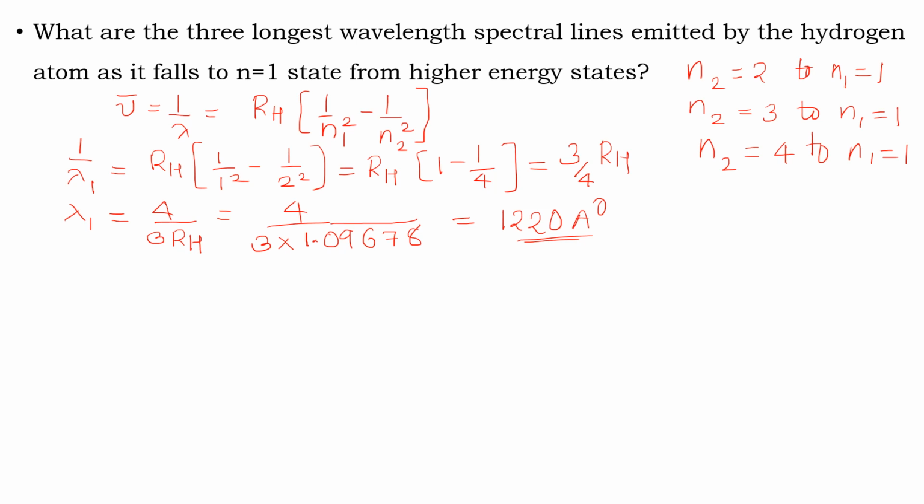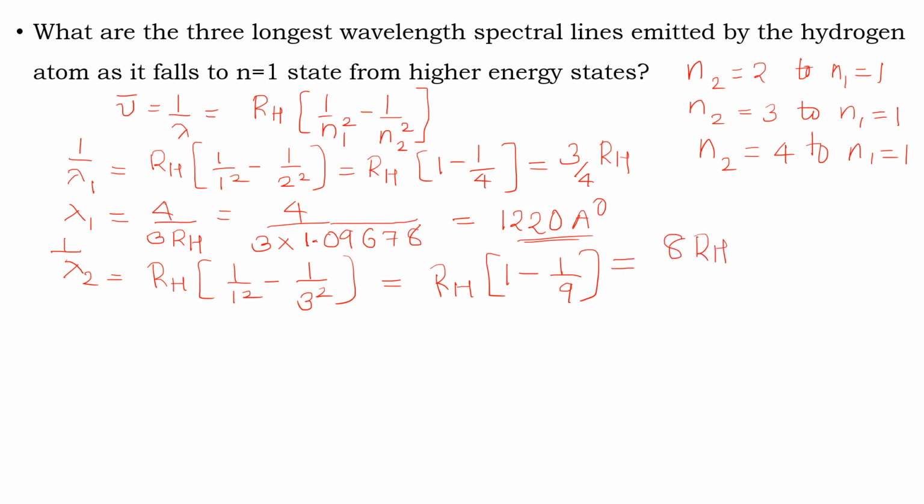And for the second spectral line, the transition will be 3 to 1, that is 1 by lambda 2 can be represented as Rh into 1 by 1 square minus 1 by 3 square. That is Rh into 1 minus 1 by 9. That is 8 Rh divided by 9. Therefore, the wavelength can be represented as lambda 2 is equal to 9 divided by 8 Rh. And substituting the value of Rh as 1.09678 × 10⁻⁷, we get the value of lambda 2 as 1025 angstrom.